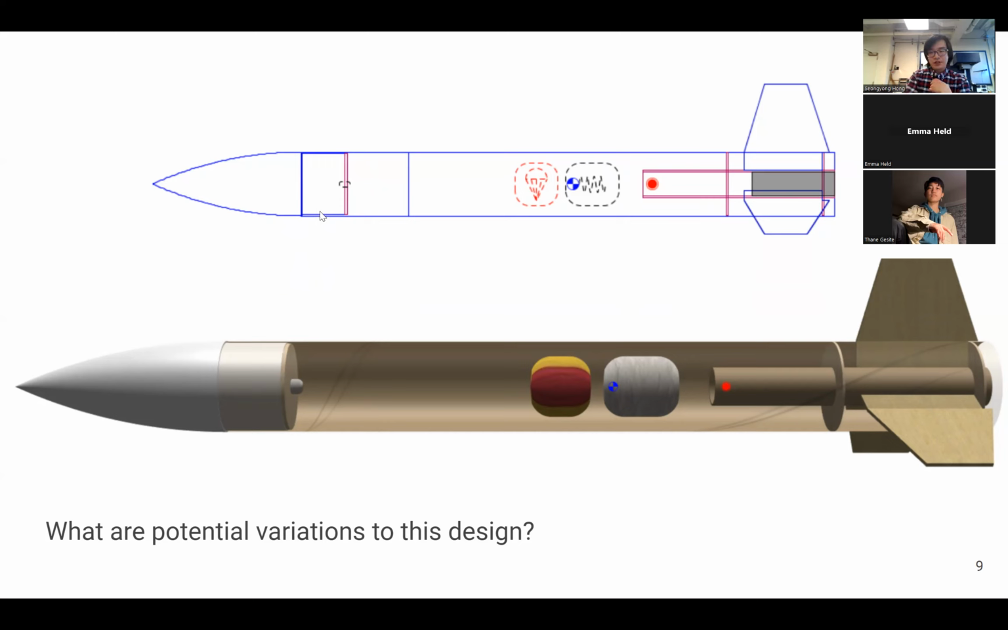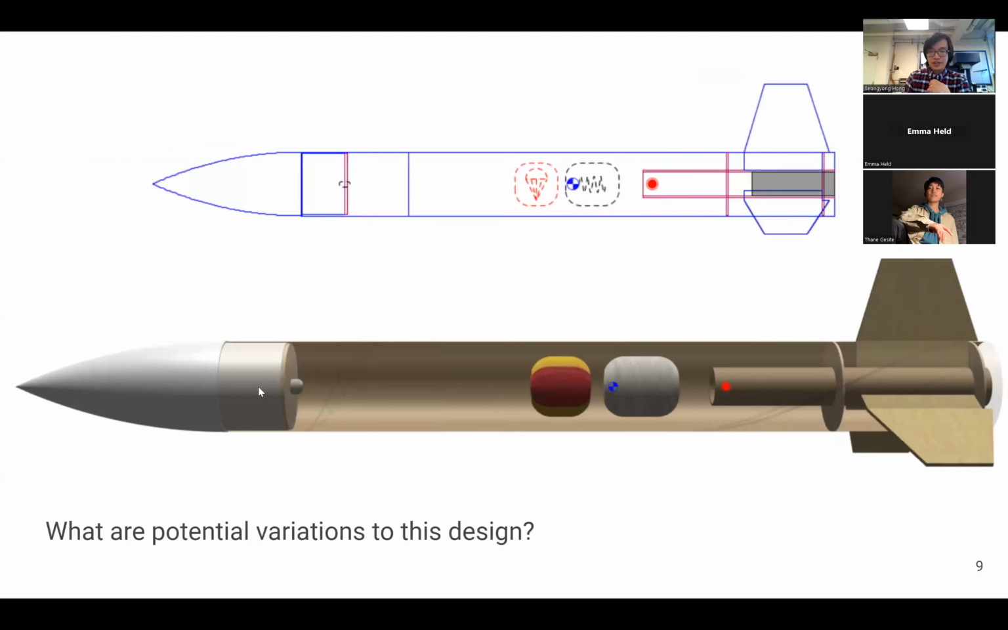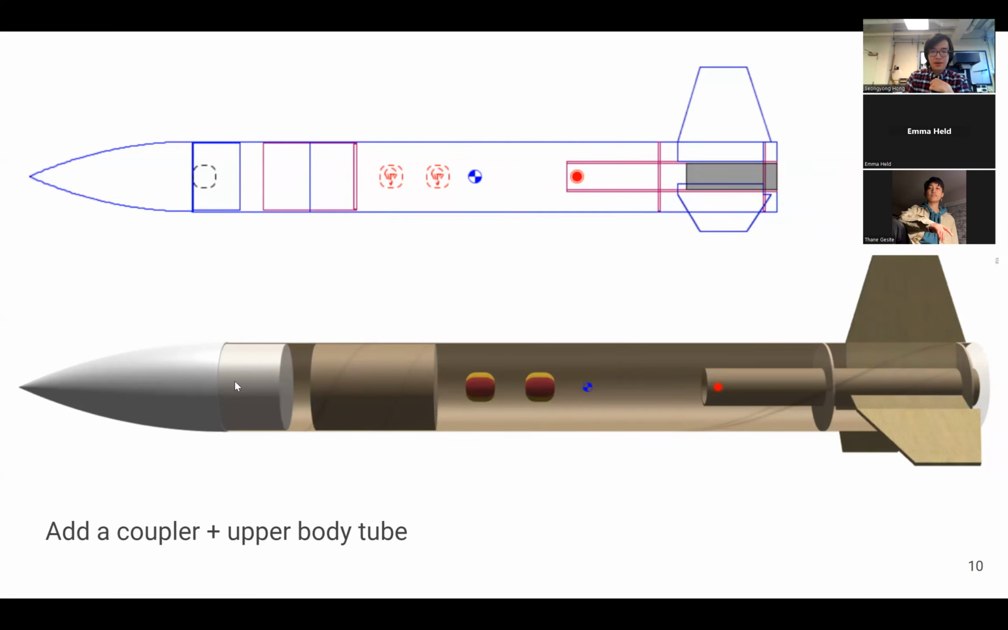Another thing you could think about is adding another section to the rocket. This design separates the nose cone, and after the nose cone there's just one body tube. Another variation is adding a coupler and a second body tube. So you have a nose cone, then an upper body tube, and a coupler to join that upper body tube with the booster. With this design, you can add bigger payloads since you have all of this upper body tube that you can fill up with payload.